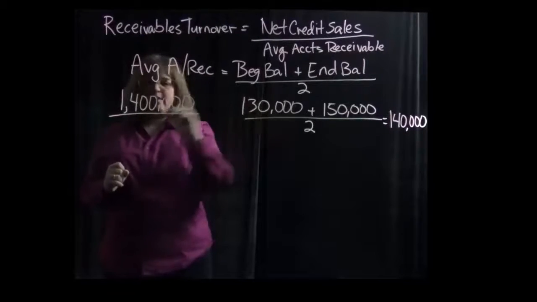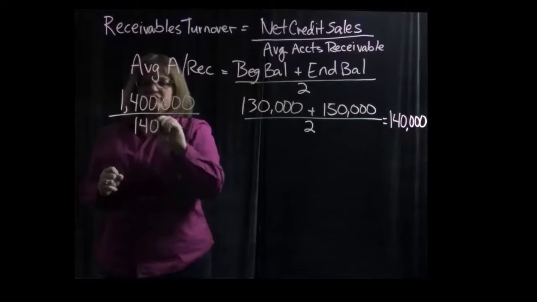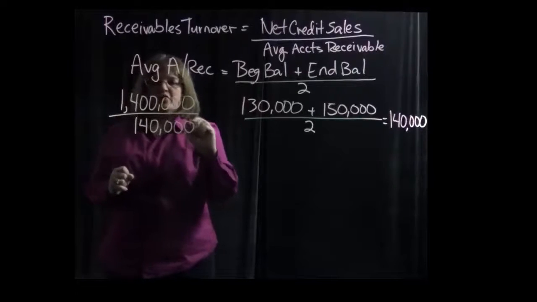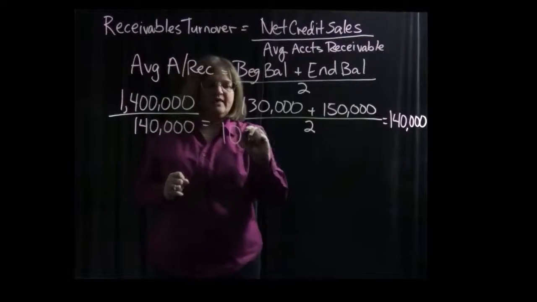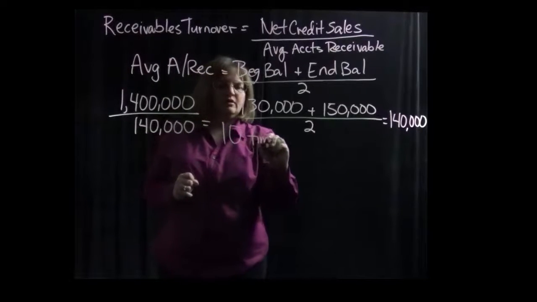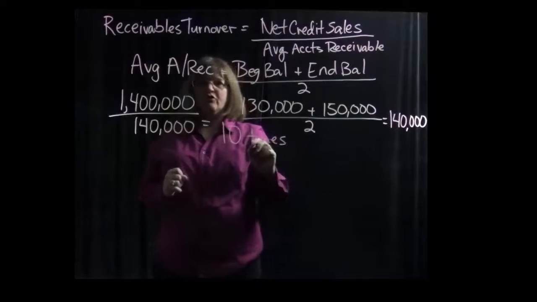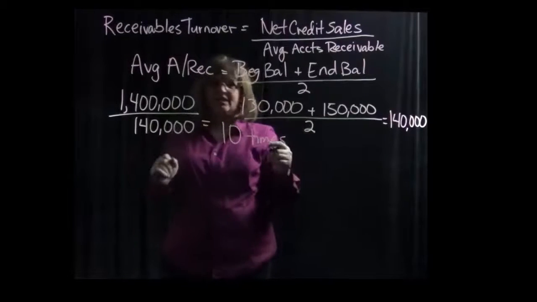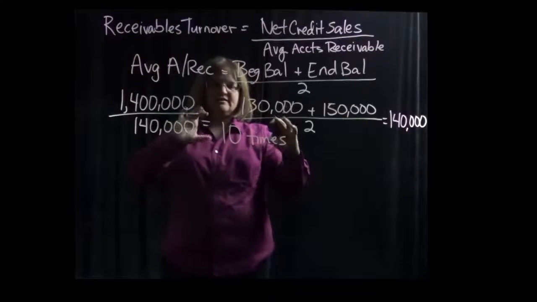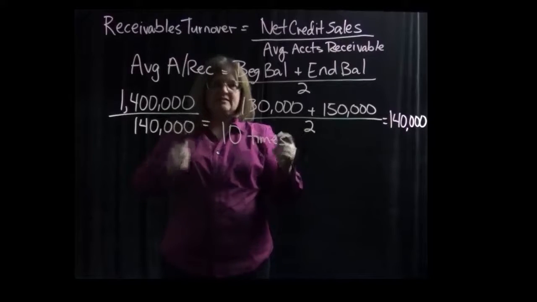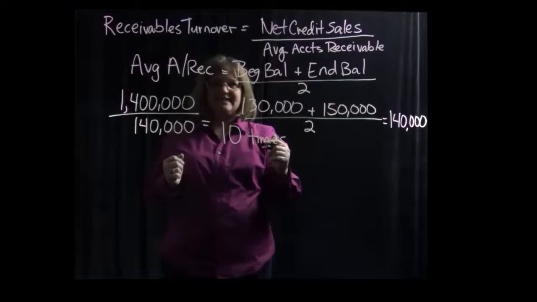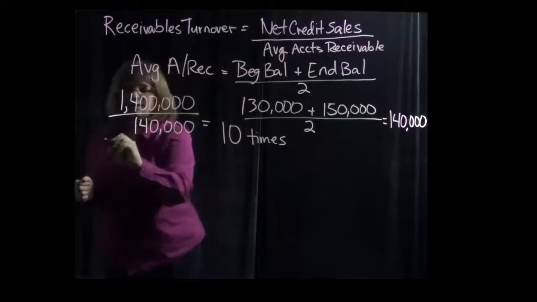We then divide that by the average accounts receivable of $140,000, and that gives us an accounts receivable turnover ratio of 10 times. So approximately 10 times a year this company collects the entire balance of accounts receivable. We then use this number to calculate the days sales in receivables ratio.